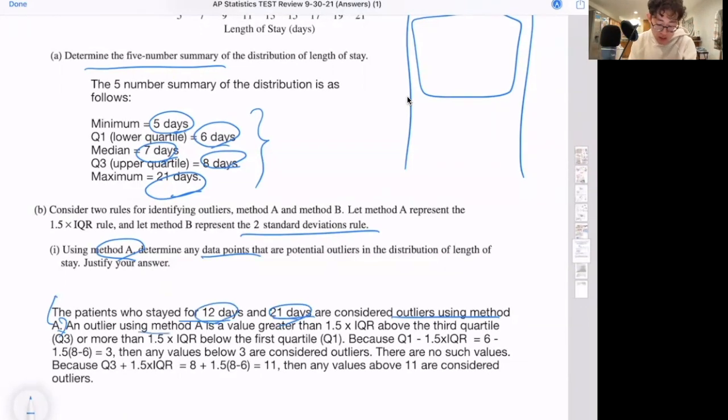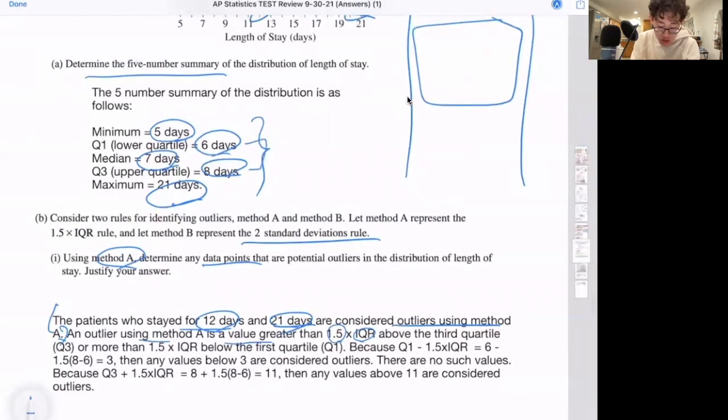An outlier using method A is a value greater than 1.5 times IQR. So IQR here is clearly 2. You can tell me that. So that's 2 times 1.5, which is 3. You can tell me the process of the math as well. Because quarter 1 minus 1.5 times IQR is 6 minus 3, which is 3, then any values below 3 are considered to be outliers. There are no such values, correct?